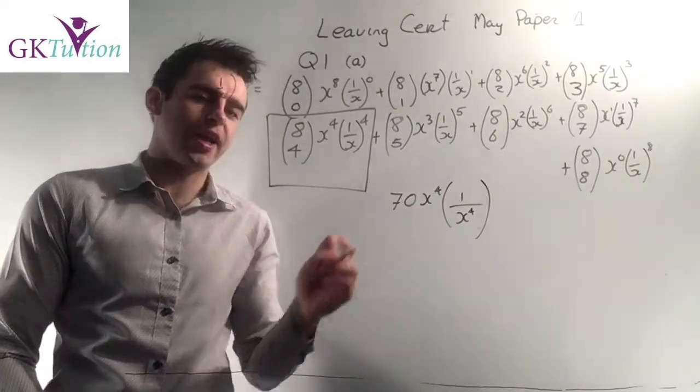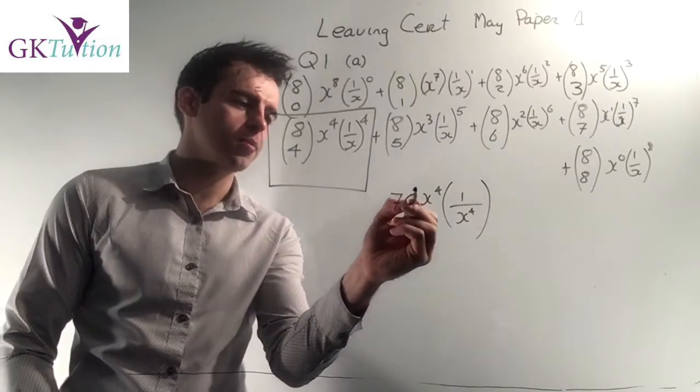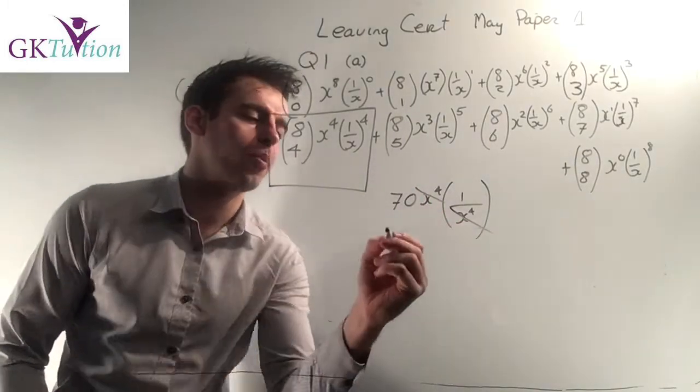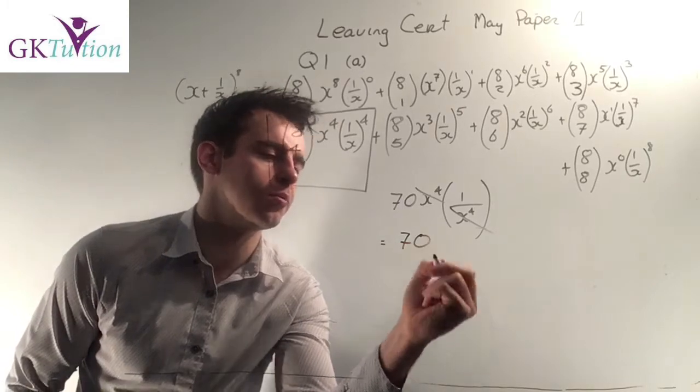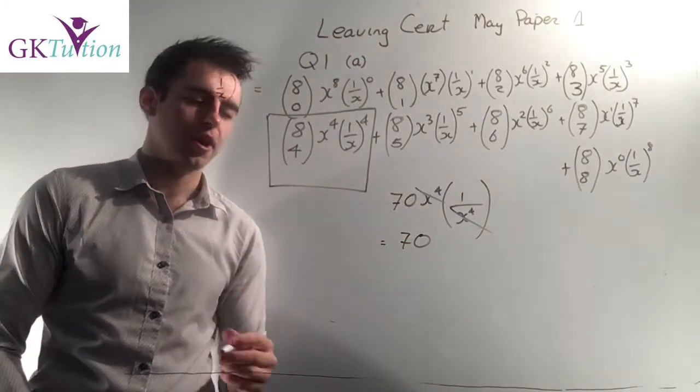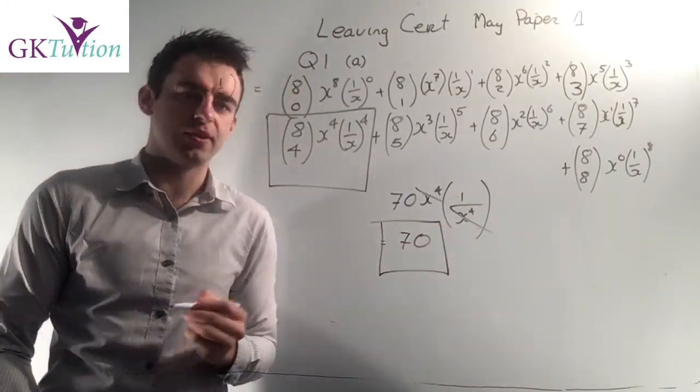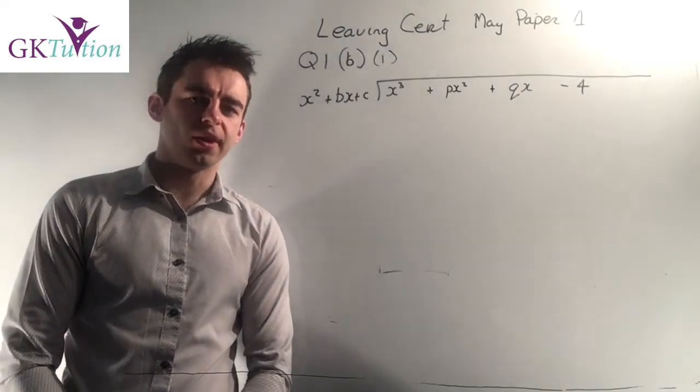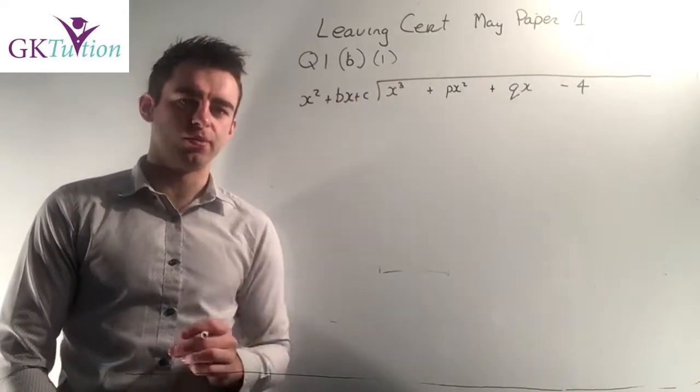So it's a 1 over an x to the power of 4. In other words, you have an x to the power of 4 on the top, an x to the power of 4 on the bottom, so the coefficient of the term that's independent of x is 70. So your 10 marks in that case, we're going for 70. Okay, so like I said, there was 10 marks here for B part 1.